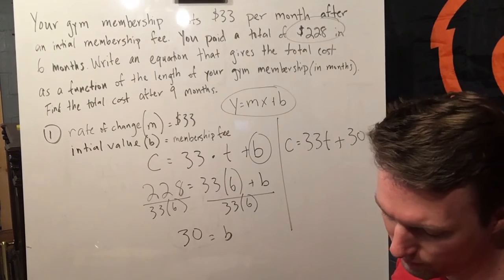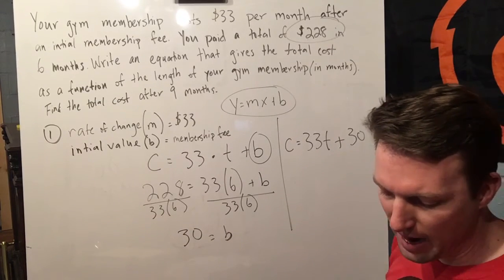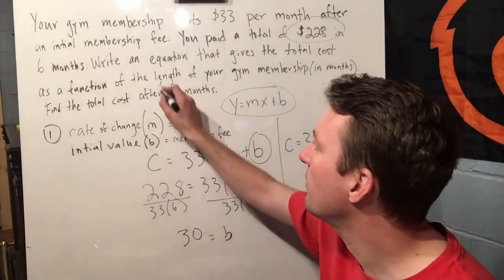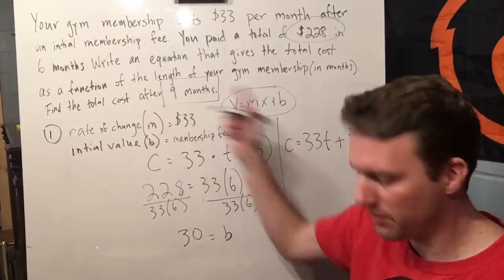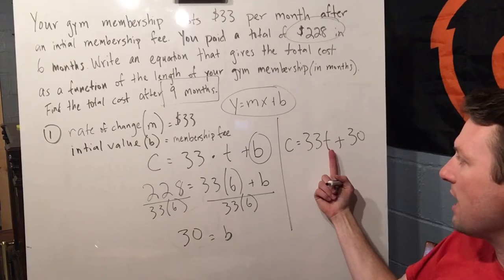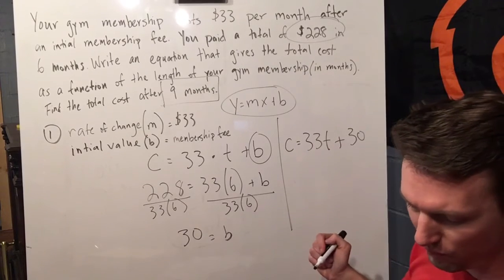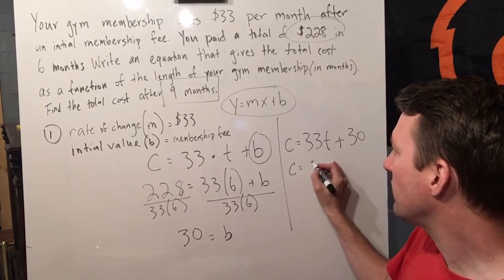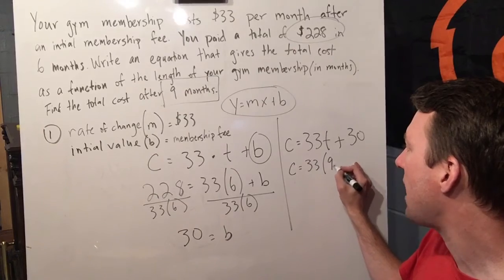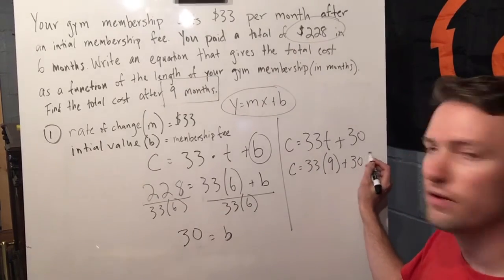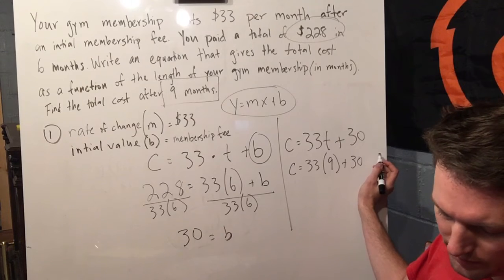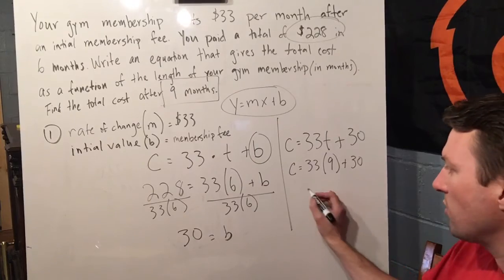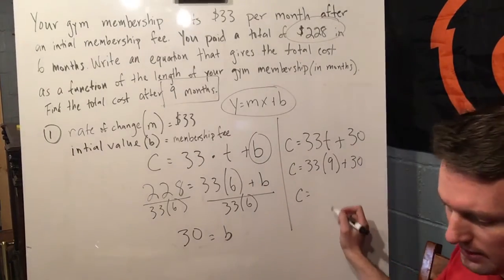Now we can solve for this. We can evaluate the function when t equals 9, because again, we want to solve from our problem after 9 months. So since we know that our time is 9 months, we can plug that in to our time. So C equals 33 times 9 plus 30. When we do this math, we multiply this and then add 30. That comes out to our total cost after 9 months as being $327.